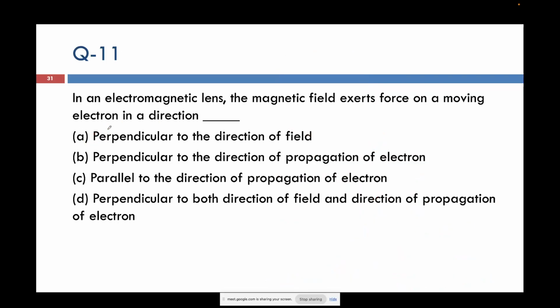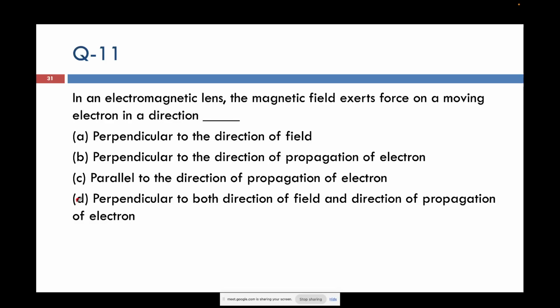Next, in an electromagnetic lens, the magnetic field exerts force on an electron moving in which direction: perpendicular to the direction of field, perpendicular to the direction of propagation of electron, parallel to the direction of propagation of electron, or perpendicular to both the direction of field and the direction of propagation of electron? Can anyone answer? Sir, B is the answer.